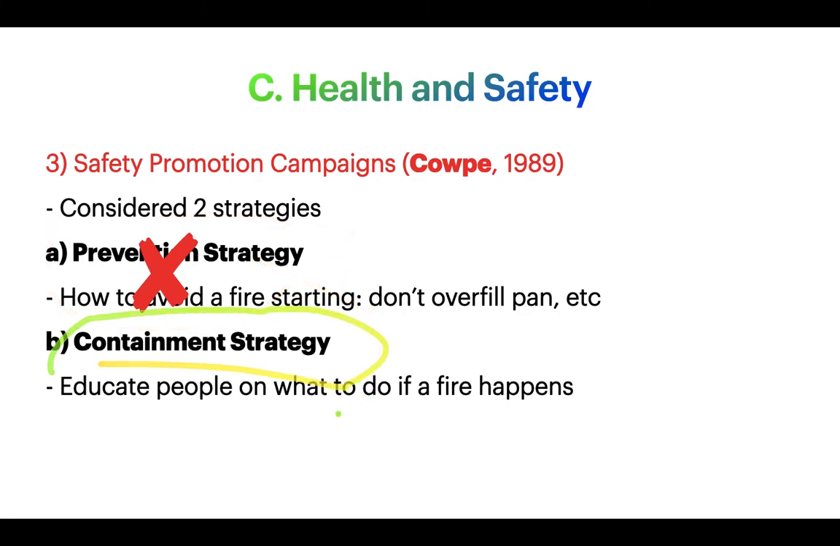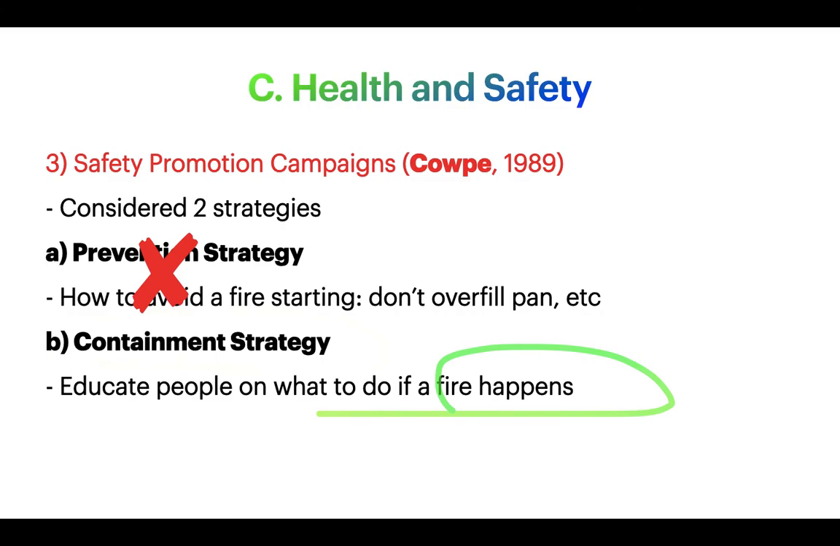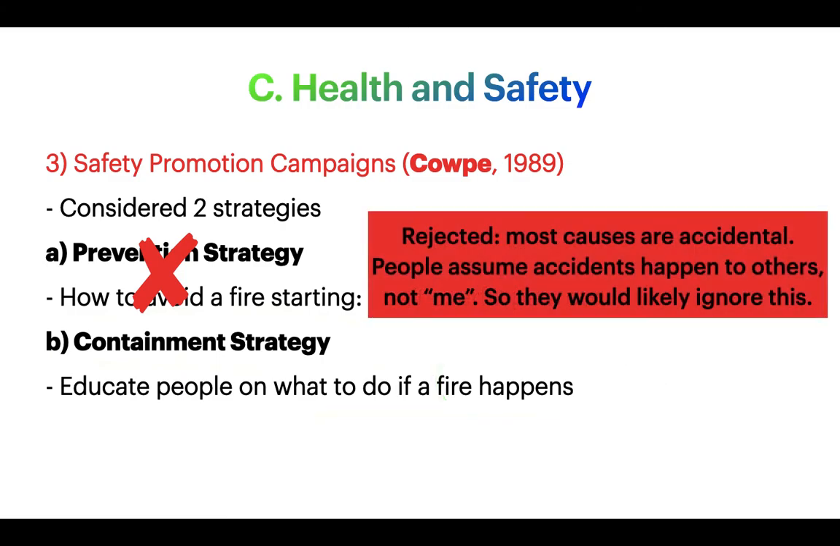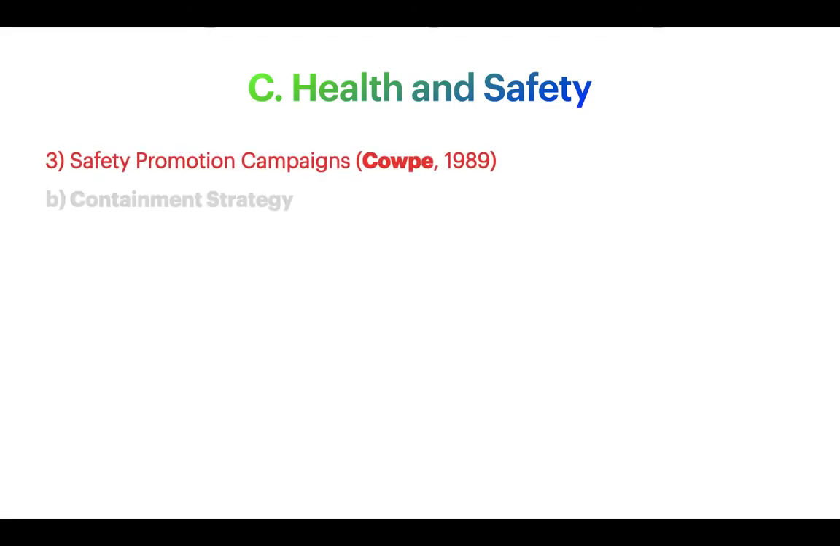Should a fire happen, what should you do then, right? If it happens, what can you do to put it out? So yeah, they rejected the first strategy because most causes are accidental. People assume accidents happen to others, not me, personally. So they would most likely ignore the first strategy, okay?